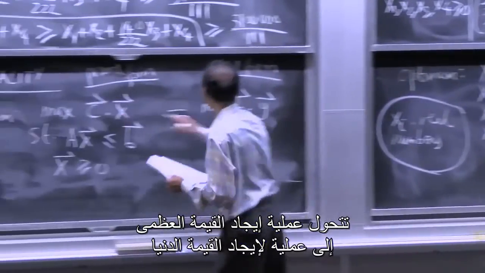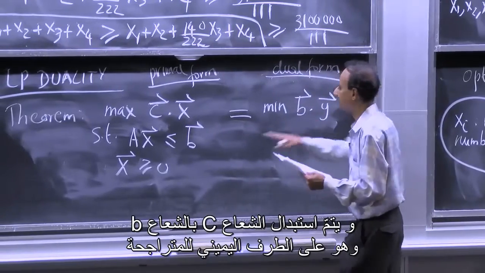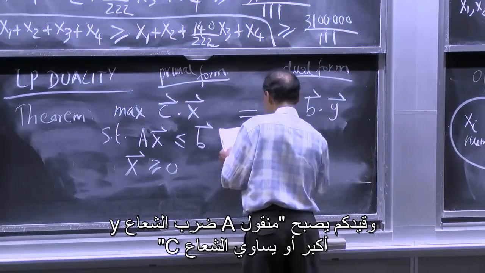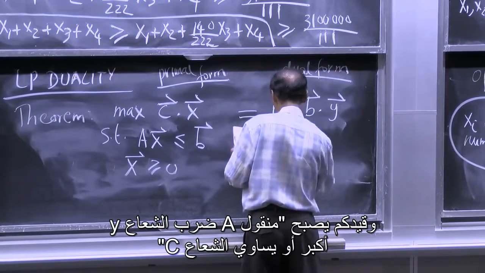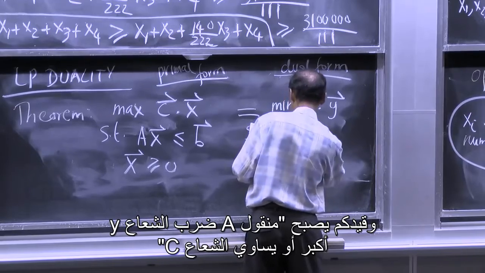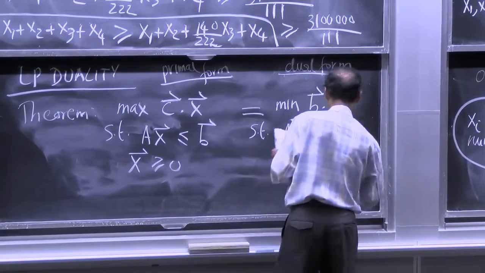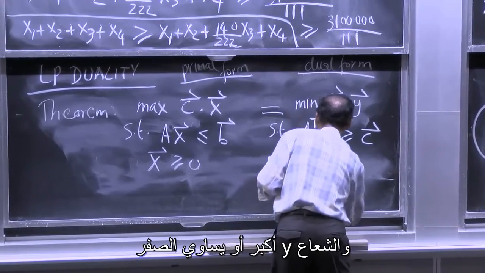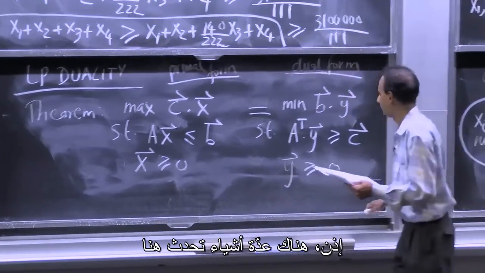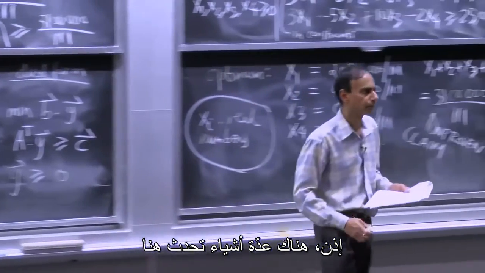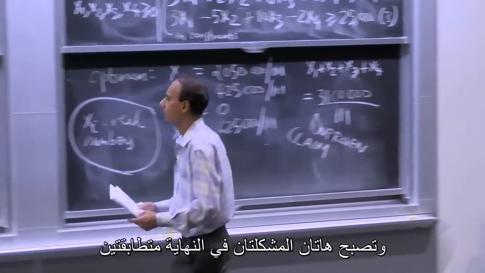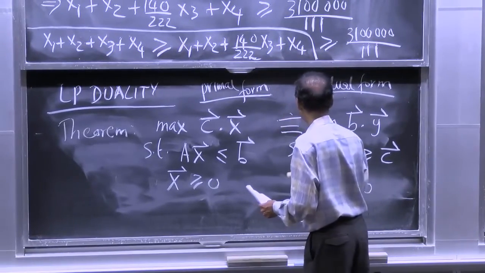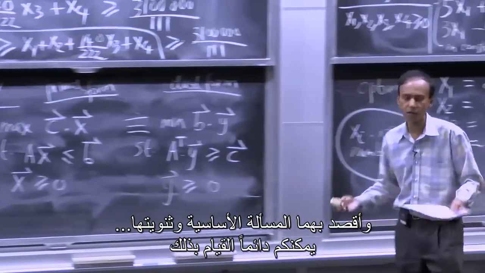So your max turns into a min. The C gets replaced by the B, which is on the right-hand side of the inequalities. And your constraints are A transpose Y greater than or equal to C. So there's a flip there as well. And Y is greater than or equal to 0. Right? So there's a bunch of things going on here. And these two problems end up being equivalent. Right? The primal and the dual, you can always do this.